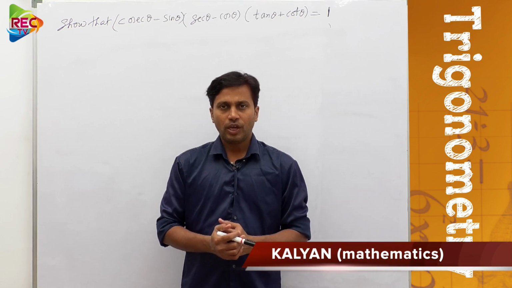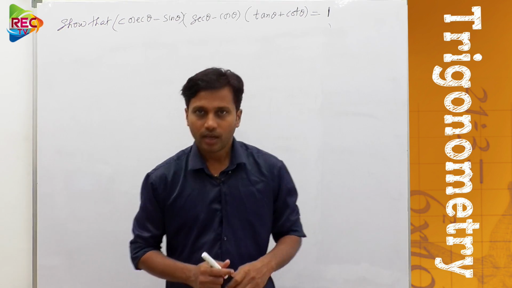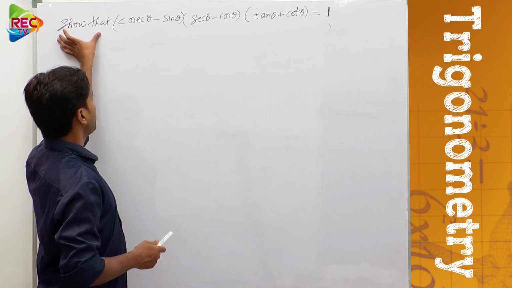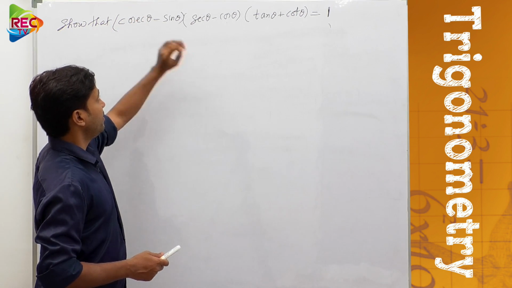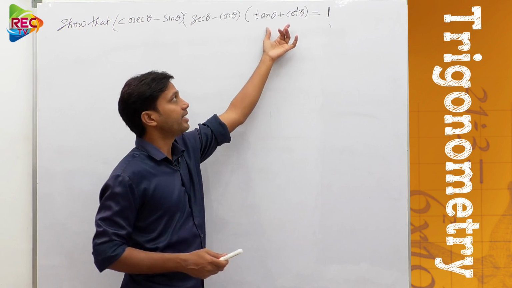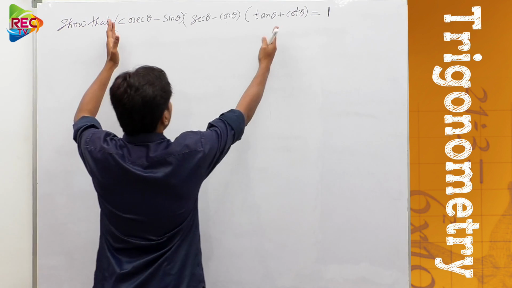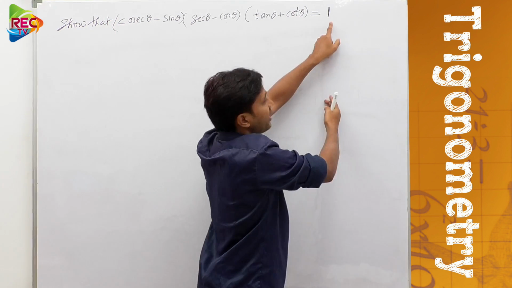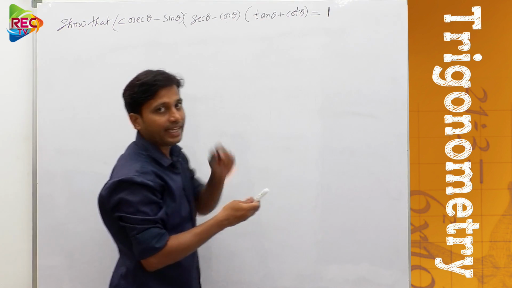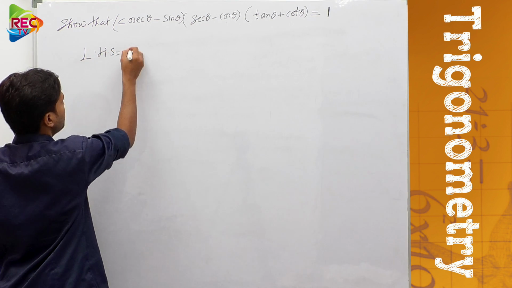So in this session we are going to do one more problem on trigonometric identities, which is this one. We need to show that (cosecant theta minus sin theta) into (secant theta minus cos theta) into (tan theta plus cot theta) will be equal to 1. So here it is the LHS part and this is the RHS part. We need to take this LHS part and obtain this. Now take the LHS part.